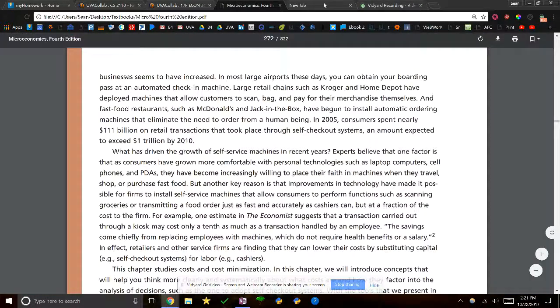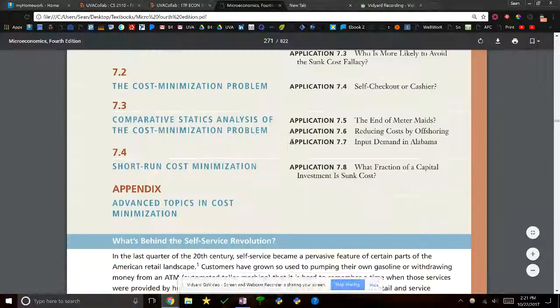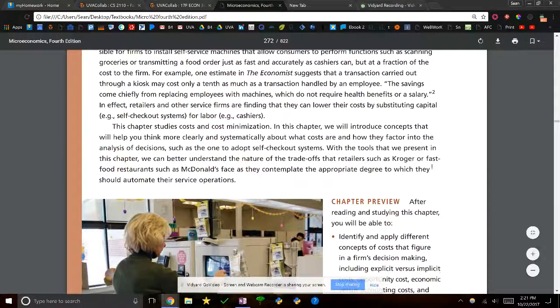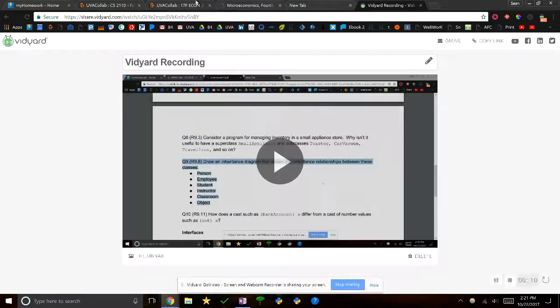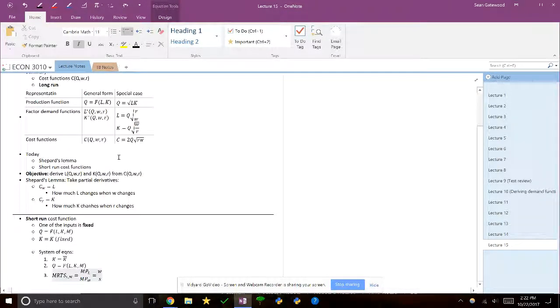All right, so we are on to chapter 7 here with costs and cost minimization. And what have we learned in class on this? Let's just take a look. So in class, we were talking about the cost functions here and finding the optimal points with those, and also this duality thing with Shepard's lemma and stuff.